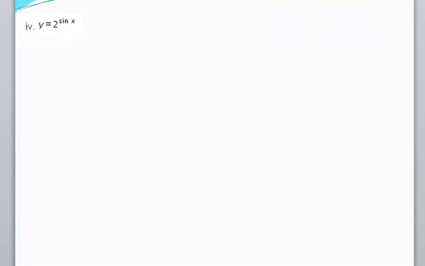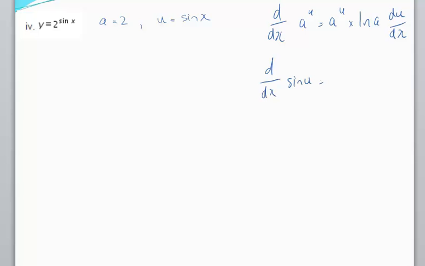And our last example here, we're going to bring in a couple of our different formulas. So we've got d on dx of a to the u is a to the u multiplied by our natural logarithm of a du on dx here. So here it's a little bit more complicated. Our a is 2, that's nice and easy, and our u is equal to sine of x. So we need to differentiate this u, so we'll bring that formula in as well. d on dx of sine of u is equal to cosine of u du on dx here.